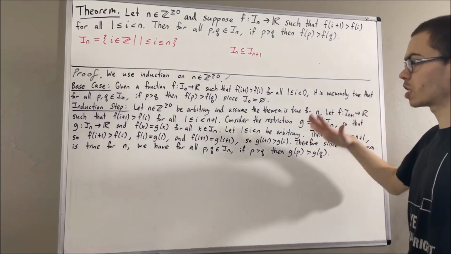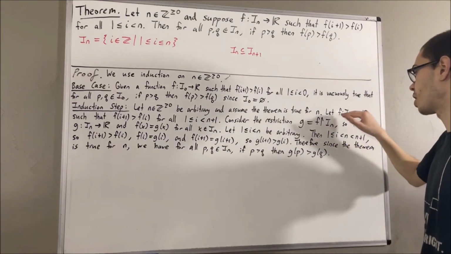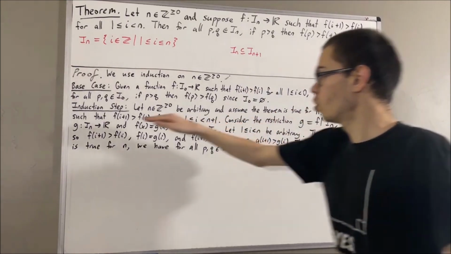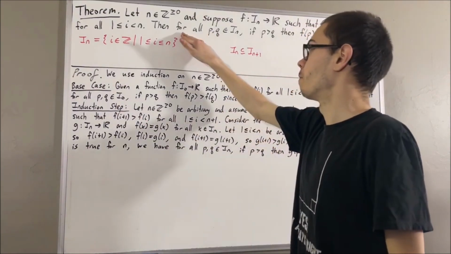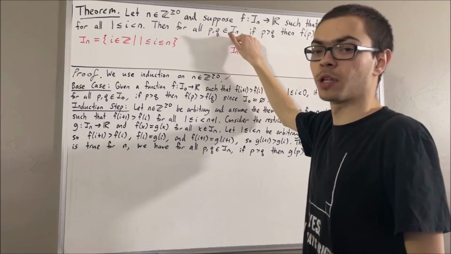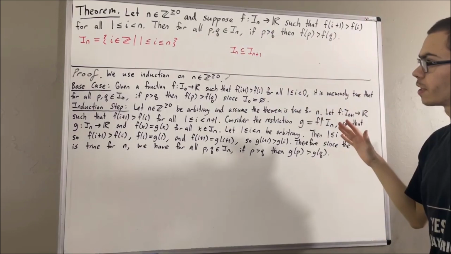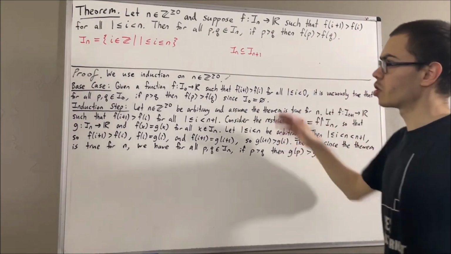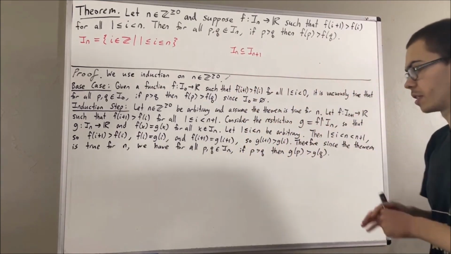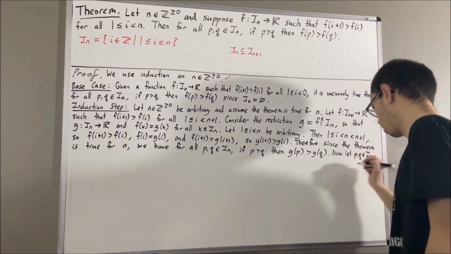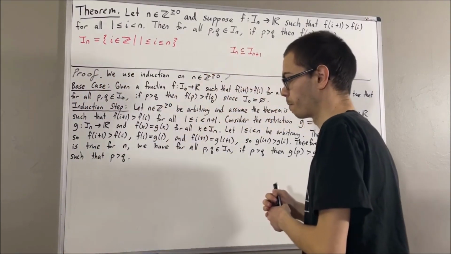But remember, we want to prove that the theorem is true for n+1. And at this point, we have considered a function f from I_{n+1} to R with this property. And at this point, the whole goal has been to show for all integers p and q in I_{n+1}, if p is greater than q, then f(p) is greater than f(q). So to prove that, let's consider two arbitrary elements, p and q, in I_{n+1}, such that p is greater than q. The whole goal is to show that f(p) is greater than f(q).